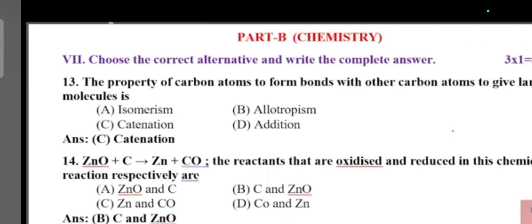Next, part B, chemistry part. Three multiple choice questions. The property of carbon atoms to form a bond with other carbon atoms is called catenation.